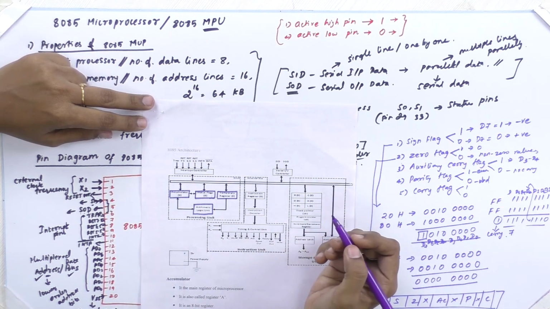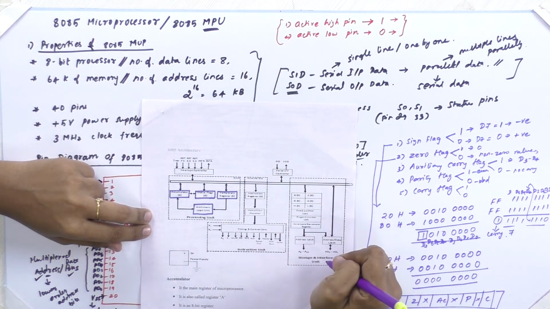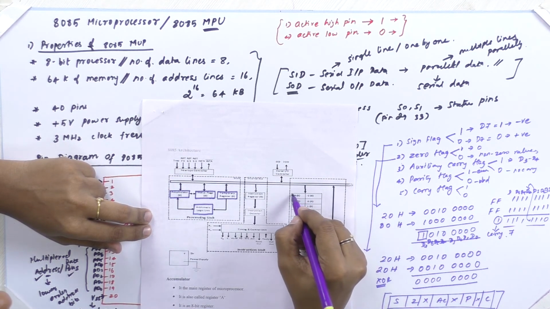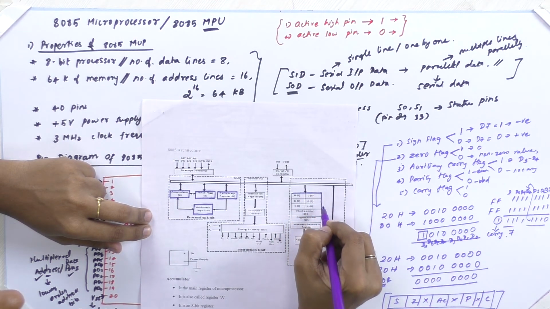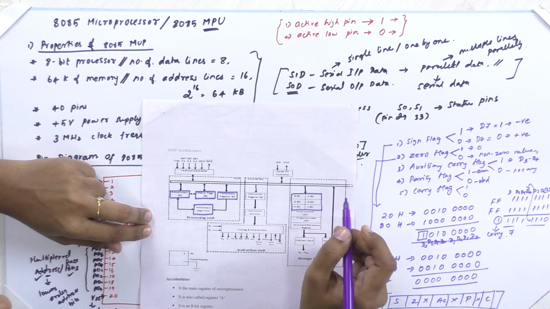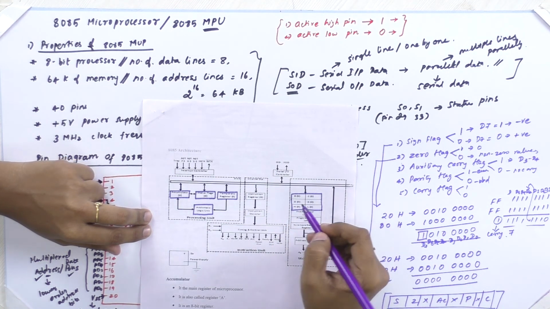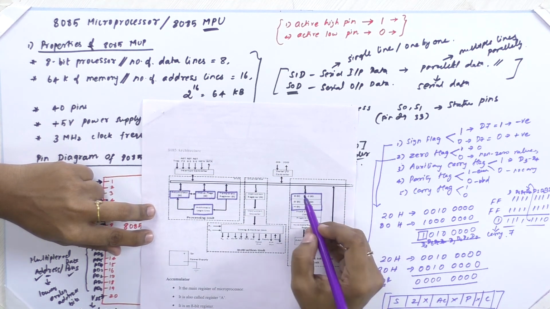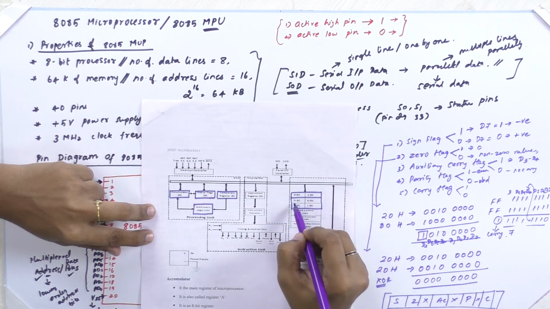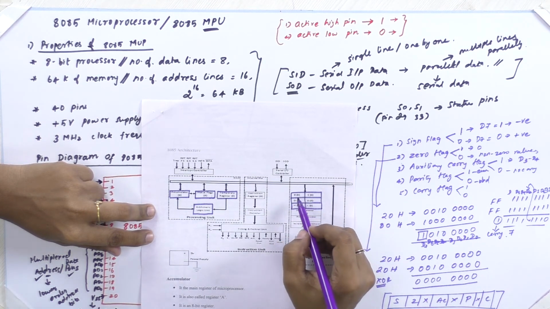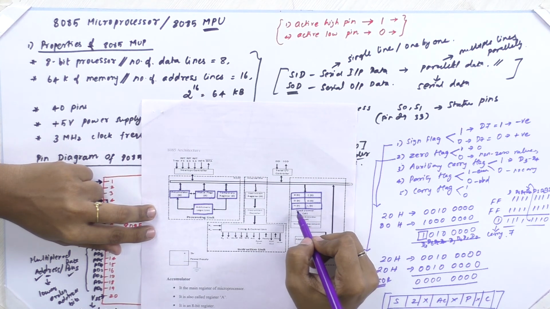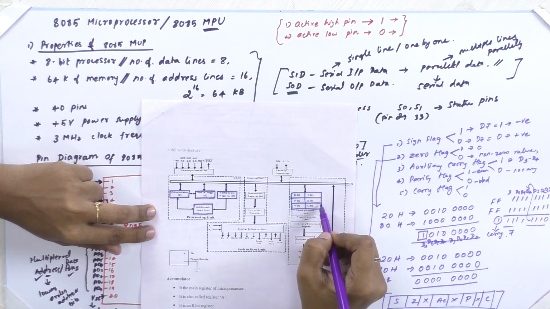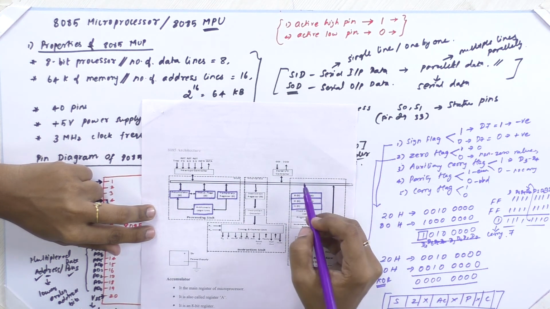Now let us start with the storage and interface unit. It consists of 6 types of general purpose registers as B register, C register, D register, E register, H register and L register. Each of these registers are capable of holding 8-bit values.